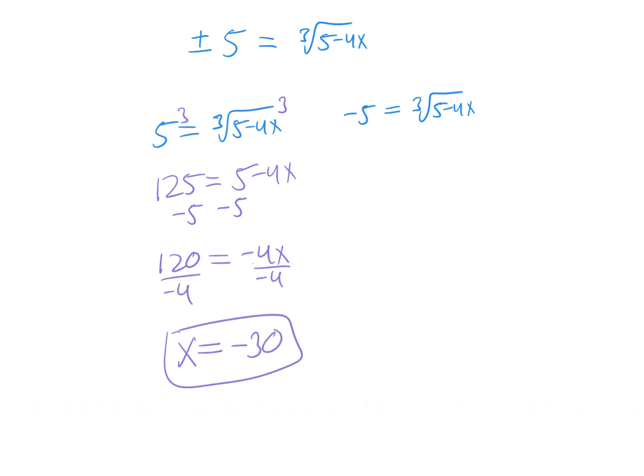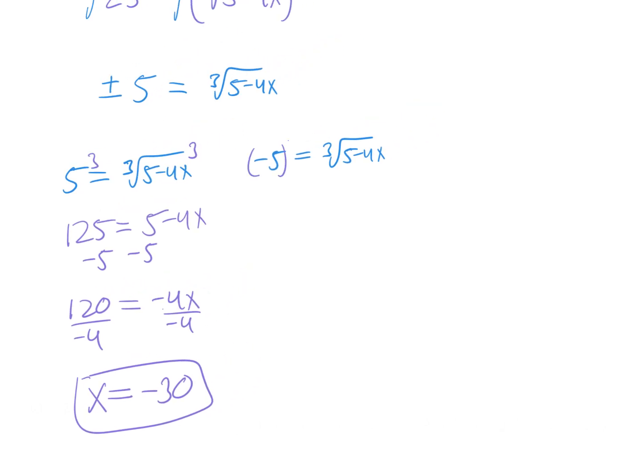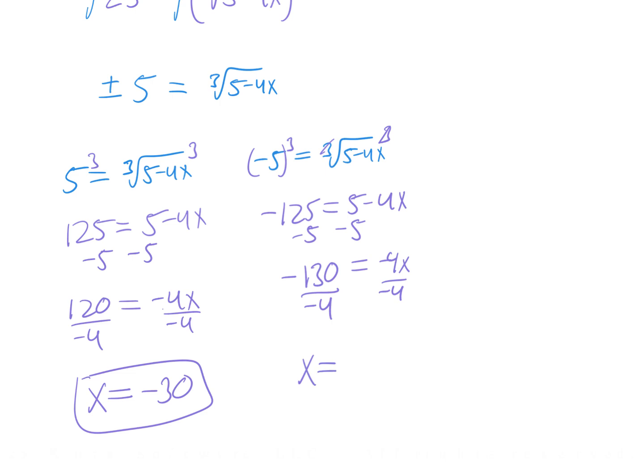We can try the same thing with the other side. Over here, I can, again, cube both sides. And then I'm going to get negative 125 equals 5 minus 4x. Subtract 5 on both sides, and I get negative 130 equals negative 4x. And then divide by negative 4 on both sides. I believe both of these have a factor of 2, so I know I'm going to get 2 on the bottom. And then 130 divided by 2 is going to get you 65. So we get 2 answers here.